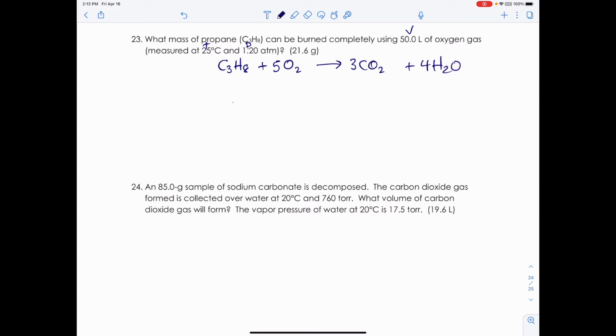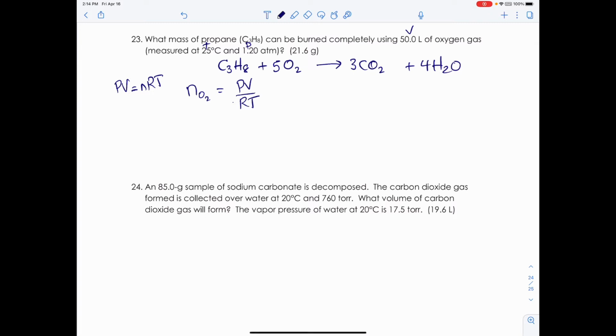If I calculate the moles of oxygen with the ideal gas law, then I can do a stoichiometry calculation to figure out the mass of propane that could be burned. So let's jump in with the ideal gas law. PV is nRT, and if we rearrange it, the moles of oxygen would be PV divided by RT.